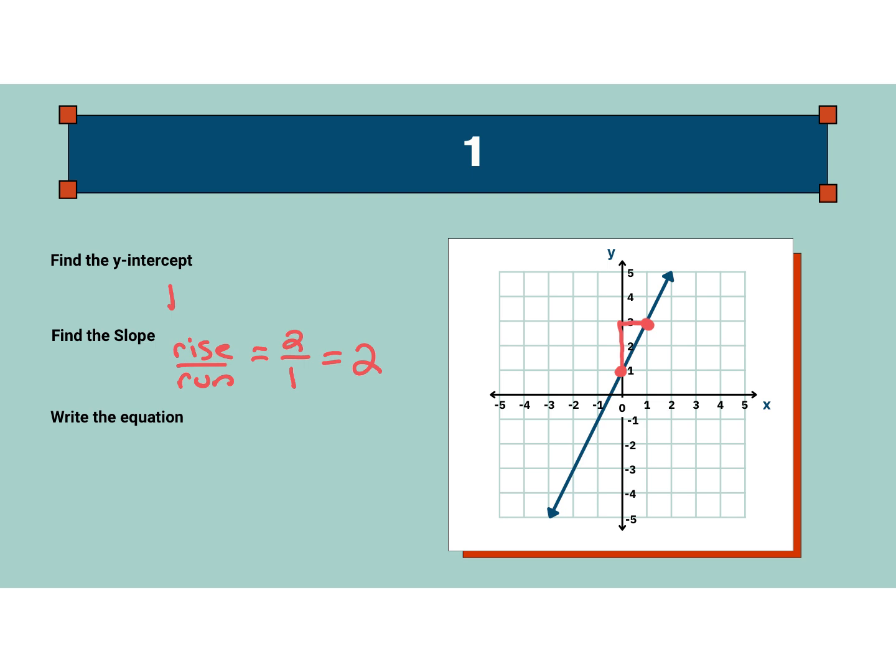Now you write the equation. The equation always follows y equals mx plus b, where m is your slope, and we found that our slope was 2, and b is your y-intercept, and we found that it's 1. So y equals 2x plus 1.